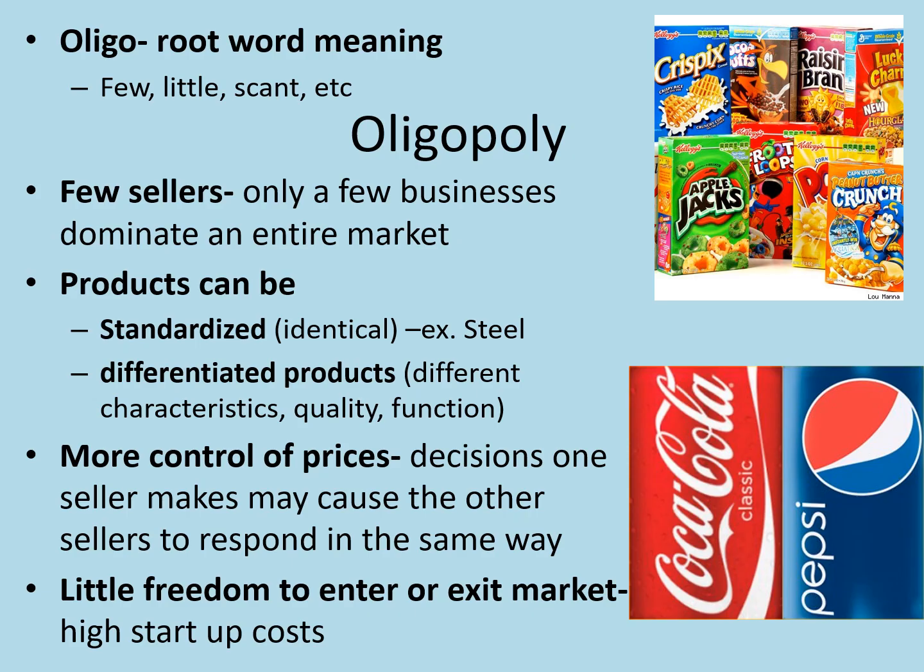The products in an oligopoly could be different. So they could be different products or different types of products, like cereal companies, or Coke and Pepsi both produce soft drinks, but different types of soft drinks.